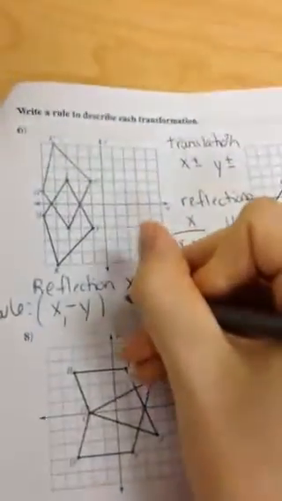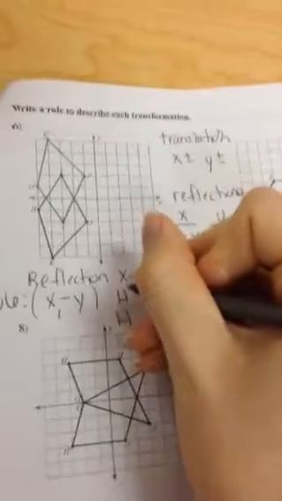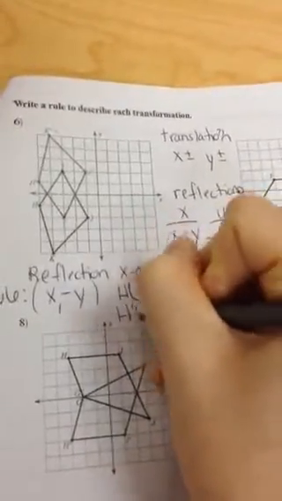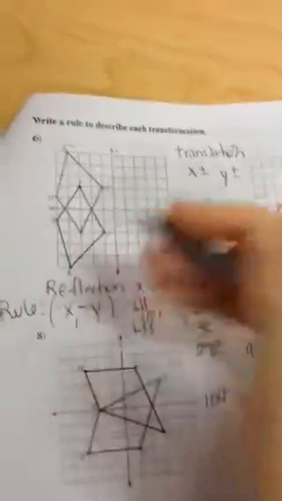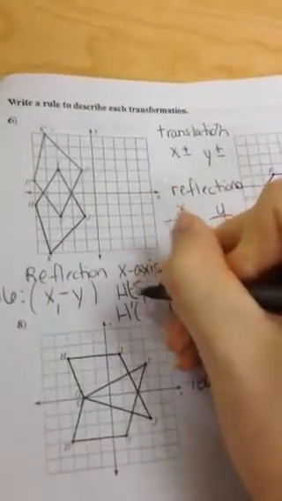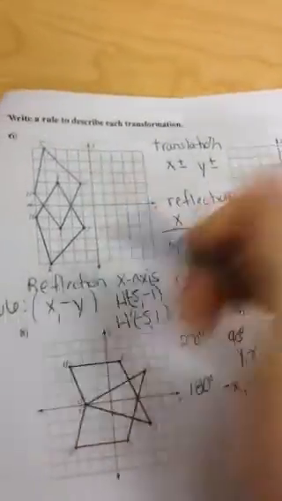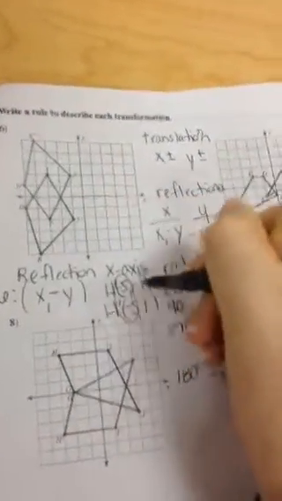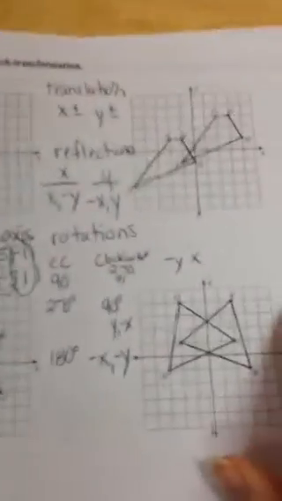And a way to prove that is look at your point. So I look at H, I look at H prime. H would be 1, 2, 3, 4, negative 5, negative 1. H prime is negative 5, positive 1. So my x stays the same. My y takes the opposite sign. That's why that's the rule.